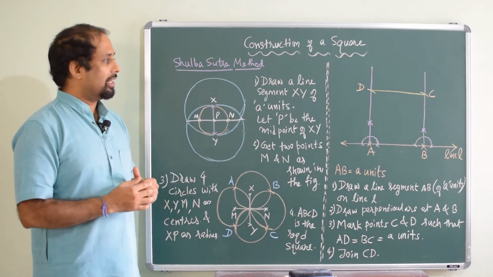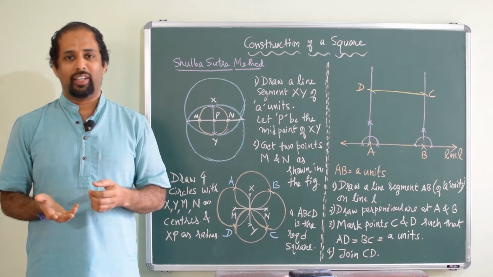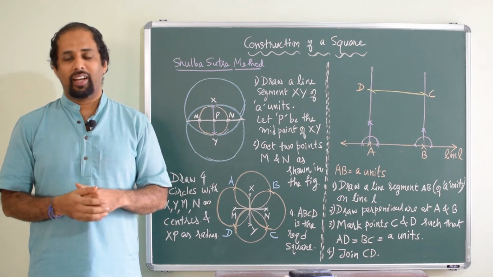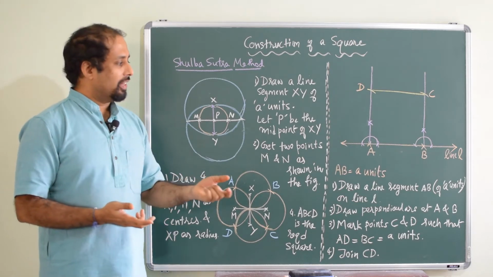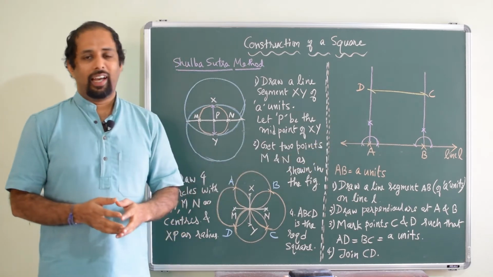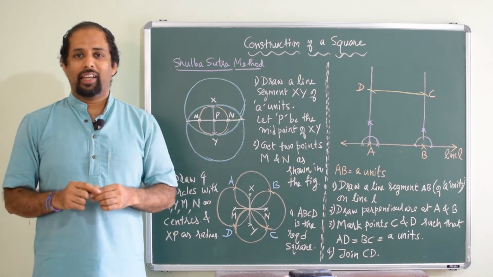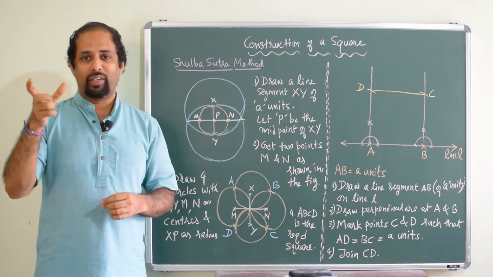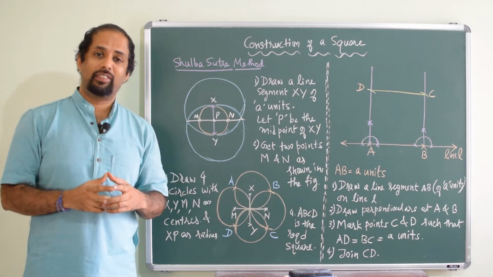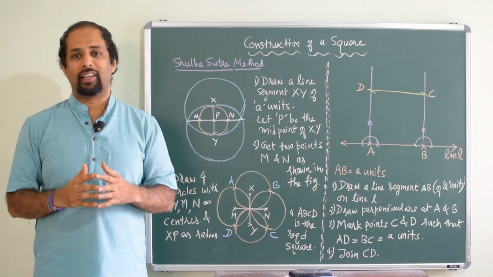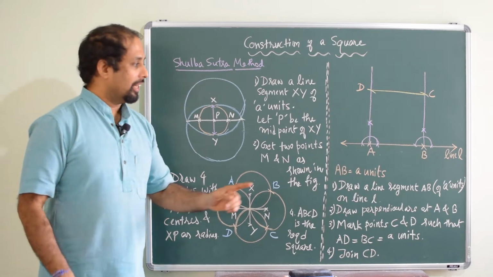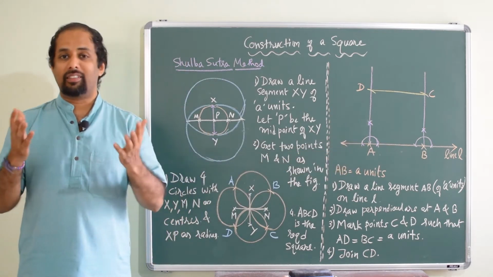Now let us suppose that ABCD is the required square of side length A units. Now how do we construct this? First we will draw one line L and then we will plot a point A. Now keeping A as the center, we will draw one arc whose radius is A units, and that arc will be cutting this line at a point B. Now AB is one of the sides of the required square.